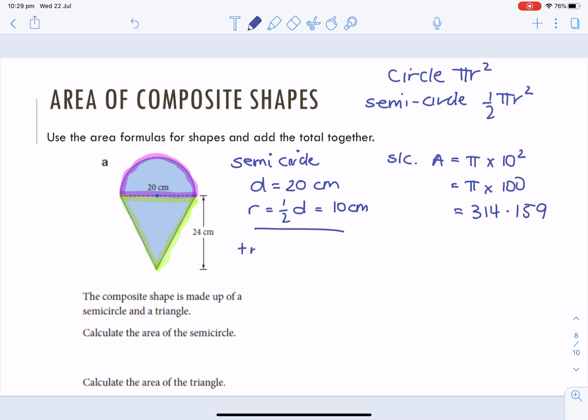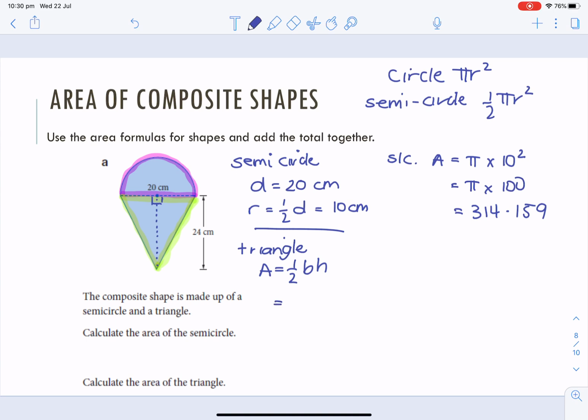Now my triangle. There we go, my triangle. I'm using the formula area is equal to half base times height. Because I have that height through the middle there, it is an isosceles triangle. So with an isosceles triangle, if I have the height through the middle of it, I can use the area equals half base times height formula to find my area.